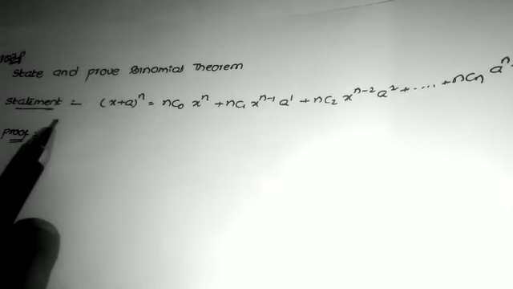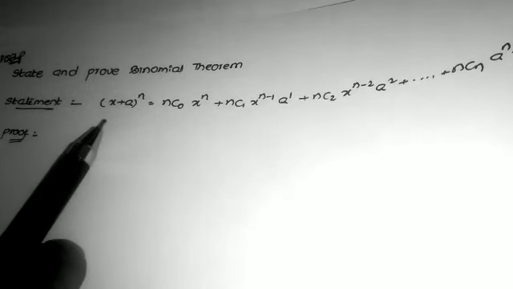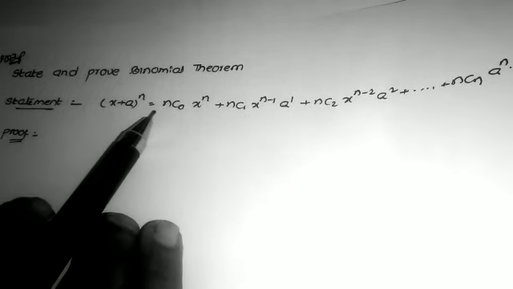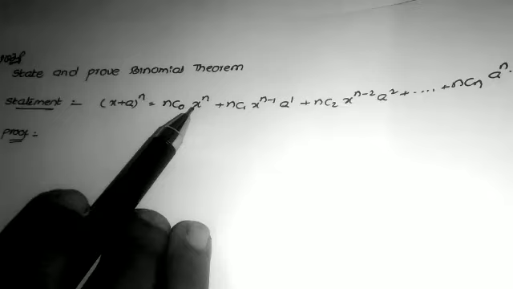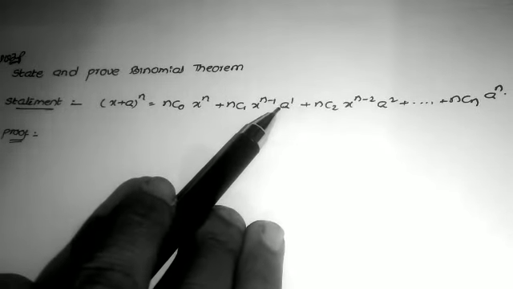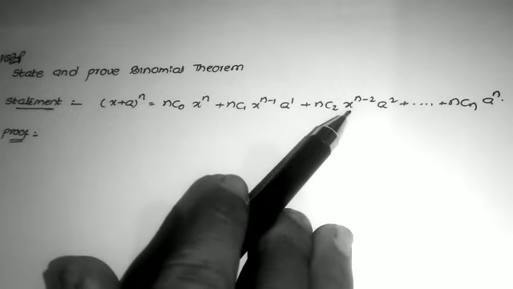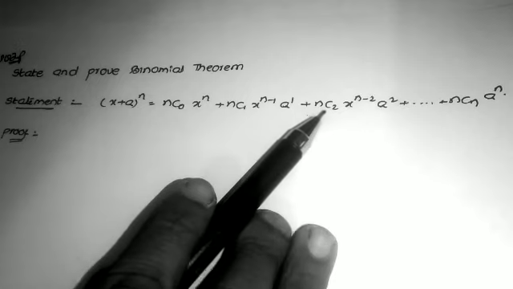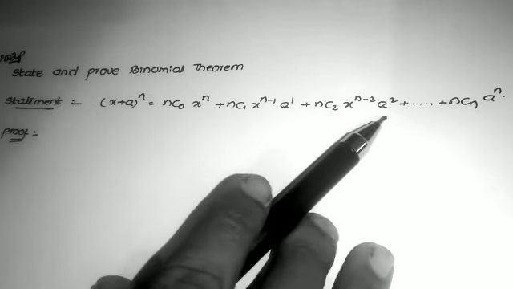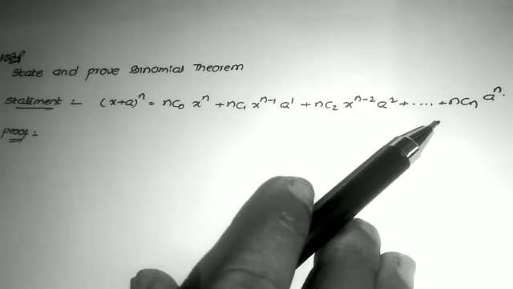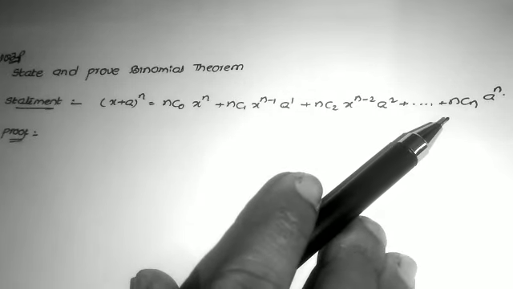Statement. What is the statement here? Already I explained this statement in yesterday's class also. It is the statement (x + a)^n = nC0 x^n + nC1 x^(n-1) a^1 + nC2 x^(n-2) a^2 and so on, plus nCn a^n. Okay, this is the statement.